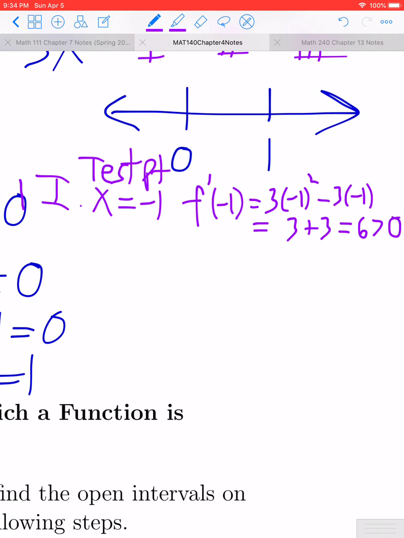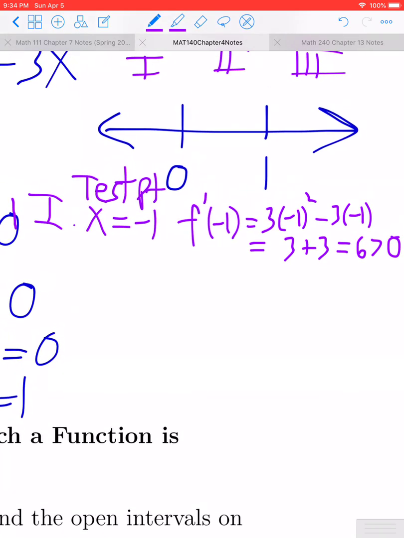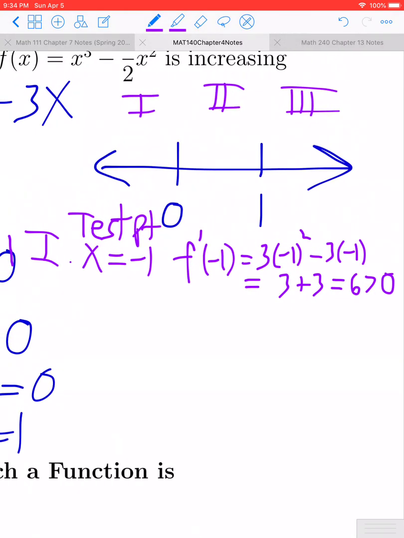The actual value itself is irrelevant. We just need to know what the sign of it is. And what we found is the following. Since f prime is greater than 0 at the test point in region 1, then that means that the derivative will be positive for all values of x in this region. So f prime is greater than 0, which means that f is going to be increasing on region 1.